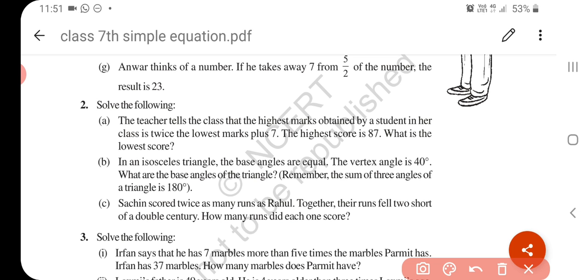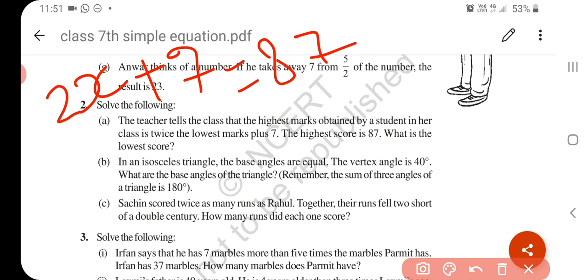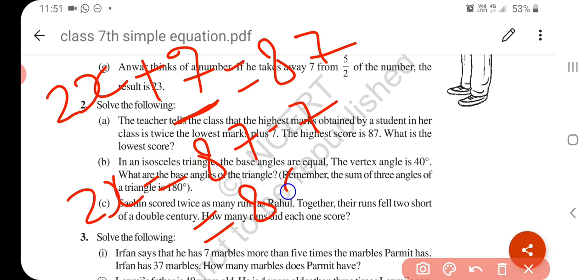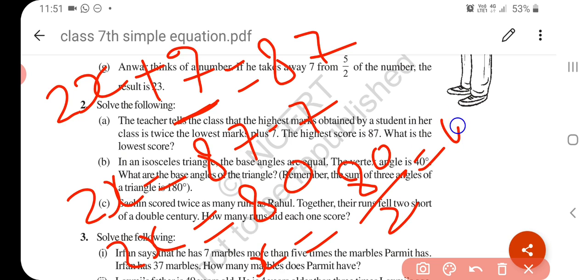Two conditions are given. First of all we take the lowest marks as x, and the condition is twice x plus 7 is equal to 87. 7 is a constant term, so 87 minus 7 is 80. So 2x is equal to 80, so x is equal to 80 upon 2, that is 40. So the lowest marks will be 40. Understand? This type you have to find.